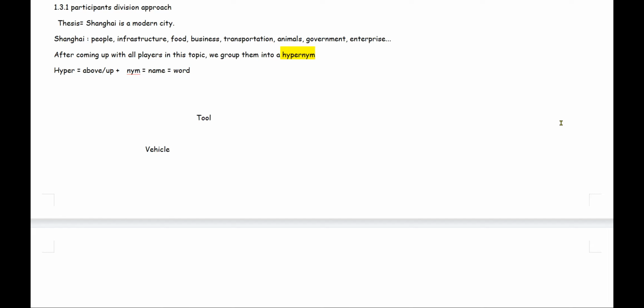Or yeah, I think so. You think so, right? So we can place vehicle in this family called tool, right? Okay, so the next generation we have vehicle. What else we have? It's a tool, right? So it's a device that can help us to achieve the goal.